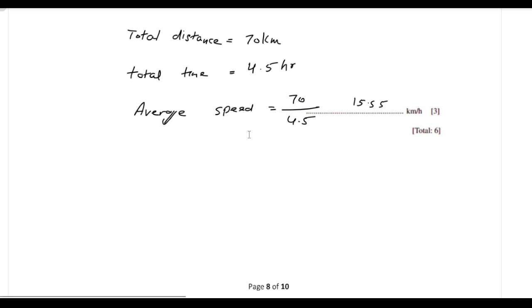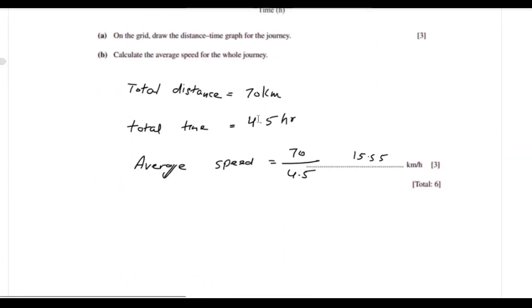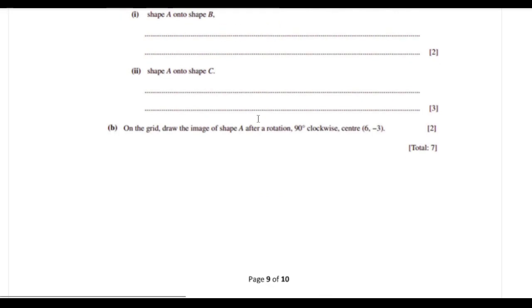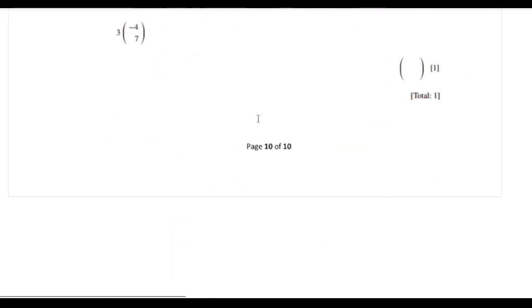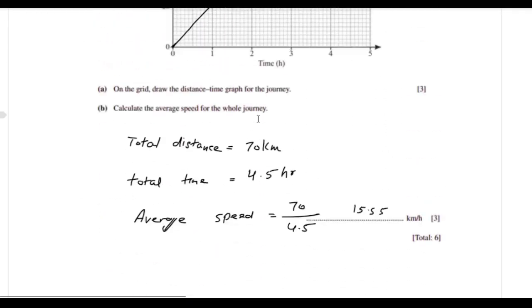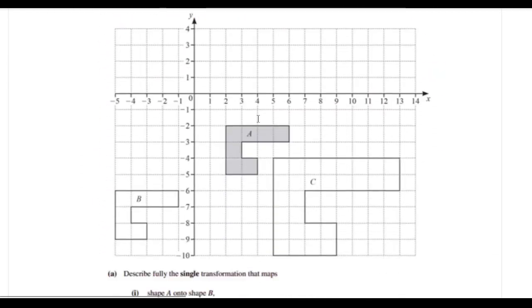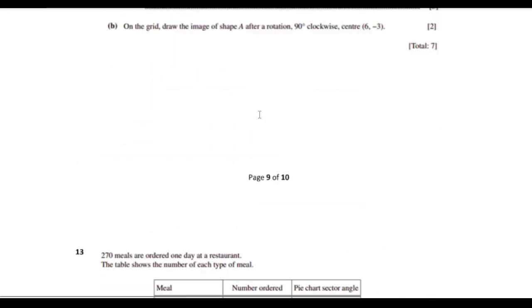So this is your question number 11. Now let me see. We have questions 12, 13, 14. Okay, only 12, 13 and 14. So no problem. I will discuss these three questions afterwards.